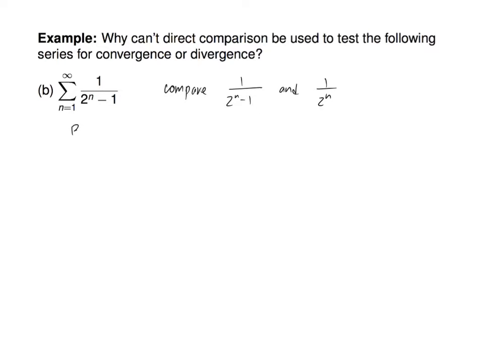But 2 to the n minus 1 is less than 2 to the n, right? So that implies 1 over 2 to the n minus 1 is bigger than 1 over 2 to the n, right? The sum of 1 over 2 to the n converges, that's for sure. But just because something converges, does it mean something that's bigger than it also converges? No, certainly not. Okay, so the inequality has to go the right direction for that stuff.